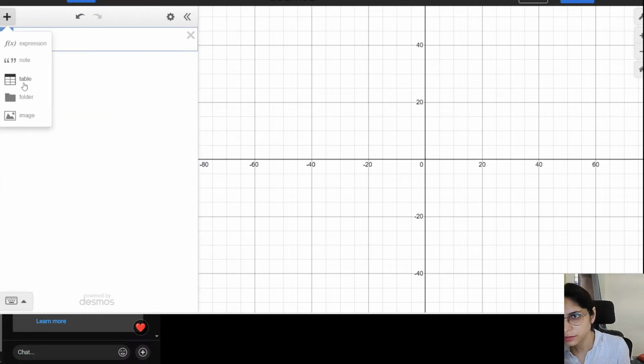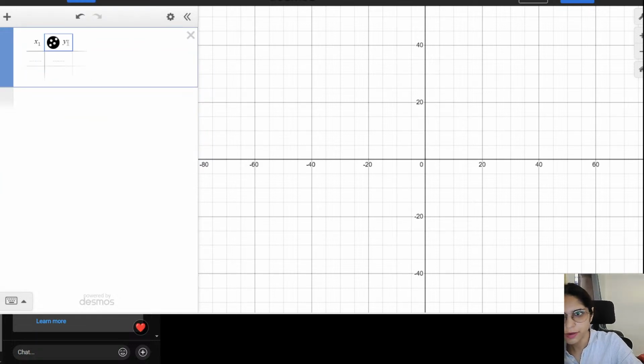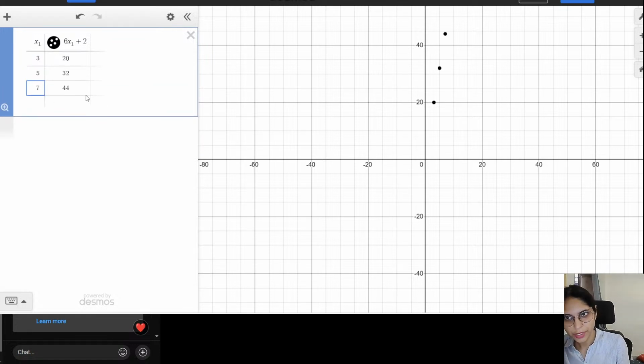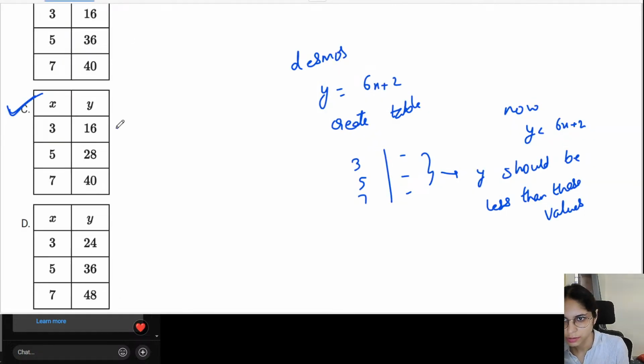For example, you can go to table and instead of y1, you can write 6x1 plus 2. 3, 5, 7. You will get 20, 32, 44, and your answers should be less than 20, less than 32, less than 44. There's only one option.